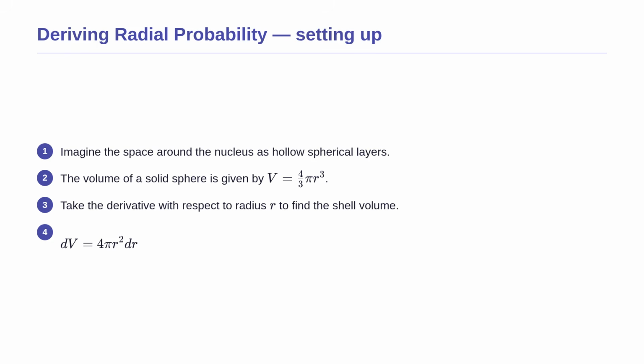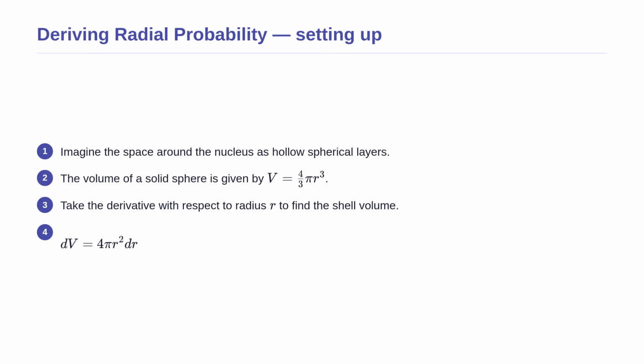Now that we have seen the formula, let us understand exactly where it comes from. We must first think about the geometry of an atom. Imagine the space around the nucleus as a series of hollow, spherical layers, much like the layers of an onion. We start with the standard geometric formula for the volume of a solid sphere, which is V equals 4/3 pi r cubed. However, we do not want the volume of the whole solid sphere. We only want the volume of one incredibly thin onion layer, or shell.